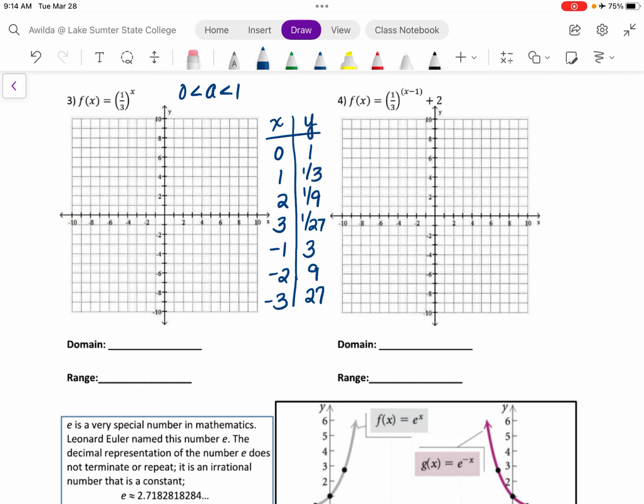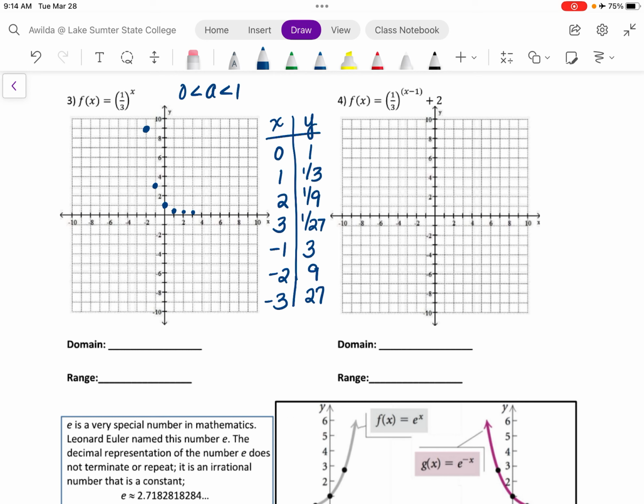We have (0, 1), (1, 1/3), (2, 1/9), (3, 1/27). So we see that as we move to the right, this graph will get closer and closer to the x-axis, but will never actually reach the x-axis. Then we have (-1, 3). We have (-2, 9). And then we're off the graph.